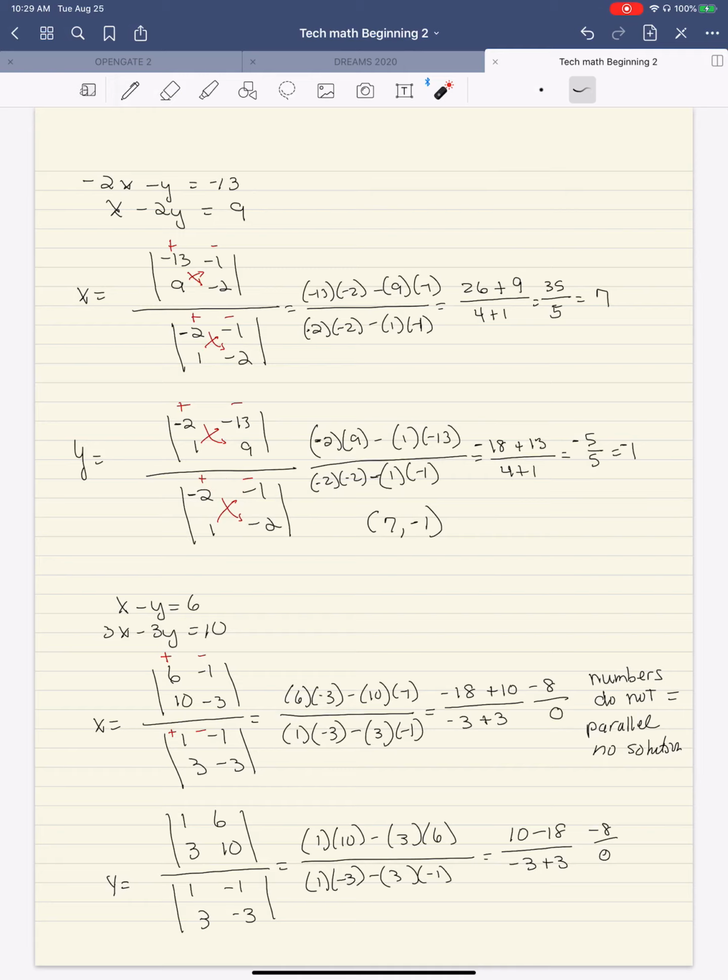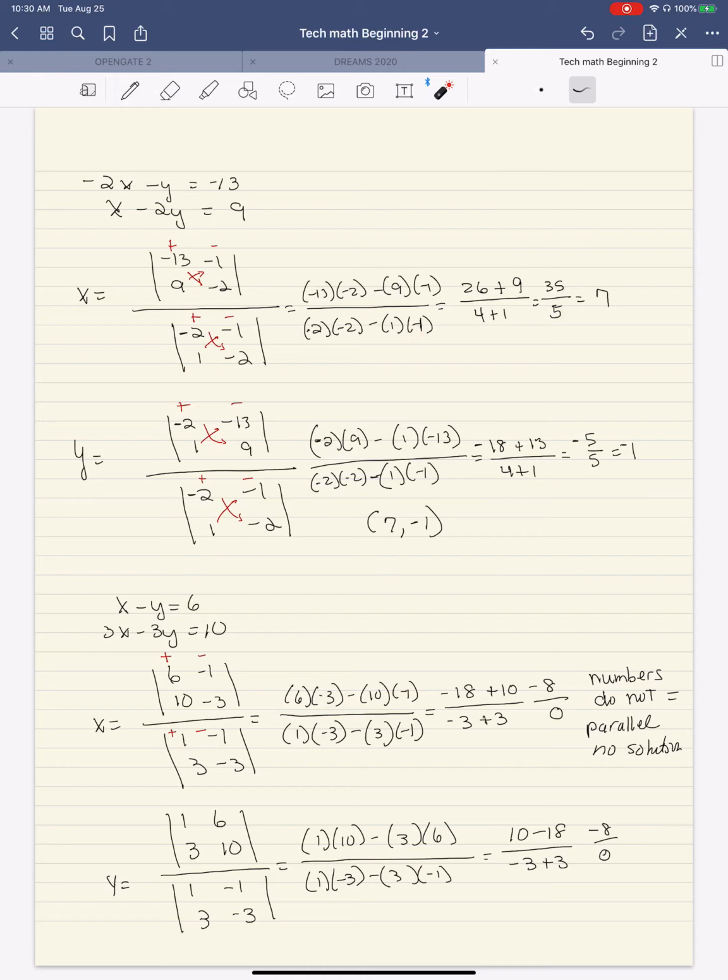and now I'm going to multiply my diagonals. So it's the negative 13 times the negative 2 minus 9 times minus 1. The bottom is going to be minus 2 times minus 2 minus a positive 1 times minus 1. All right, so negative 13 times negative 2 is positive 26. And this is going to be a negative 9 times negative 1, positive 9, so that's 35. Minus 2 is a 4. Minus 1 times negative 1 is plus 1, so it's 35 over 5, which is 7.